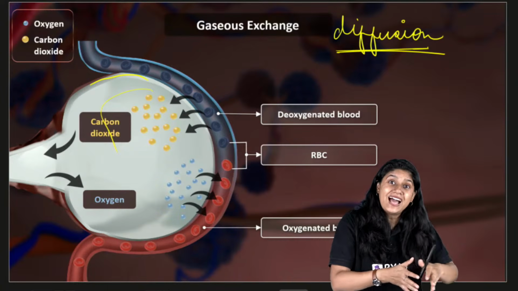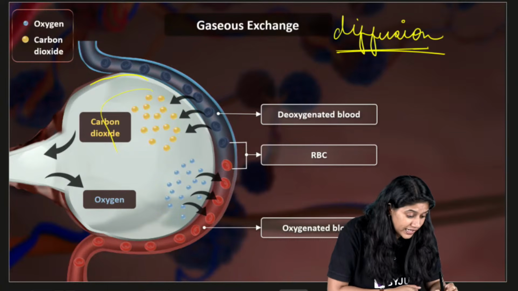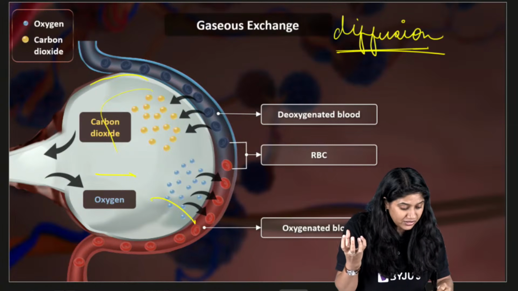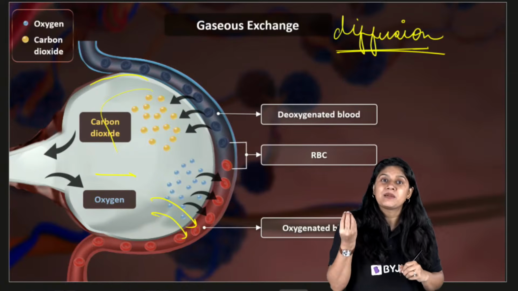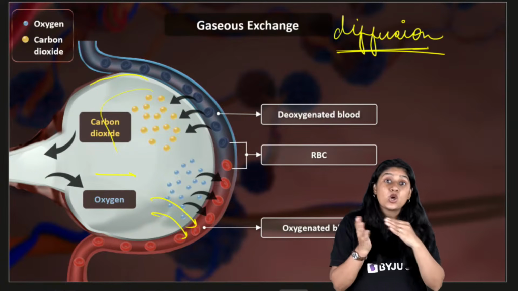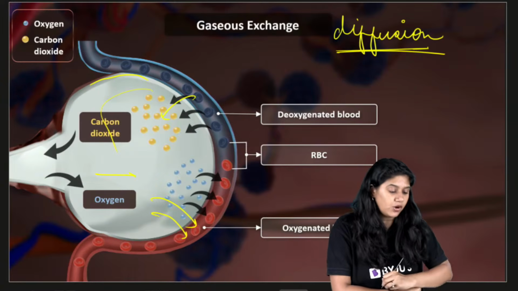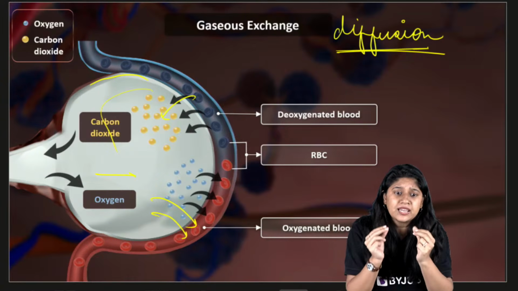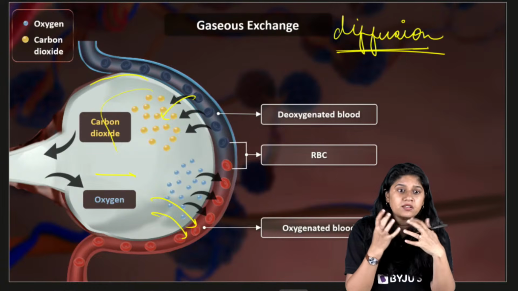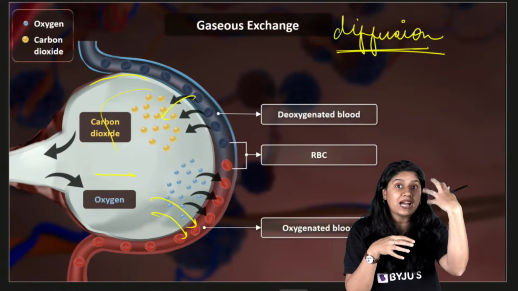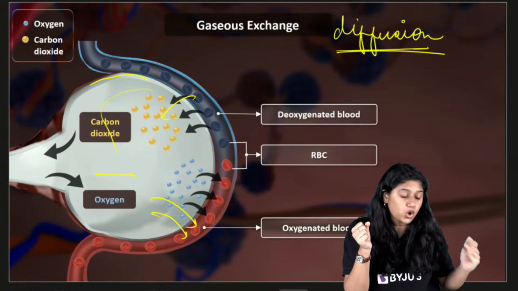Similarly, in the alveoli, what will happen? In the sac we have a greater amount of oxygen, so it will get transferred to the blood capillaries. And the carbon dioxide in the blood capillaries will jump into the sac because there the concentration is low. So a very small thing will happen: an exchange of the gases from the high concentration to the low concentration.